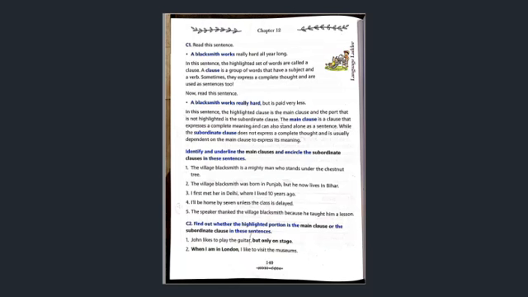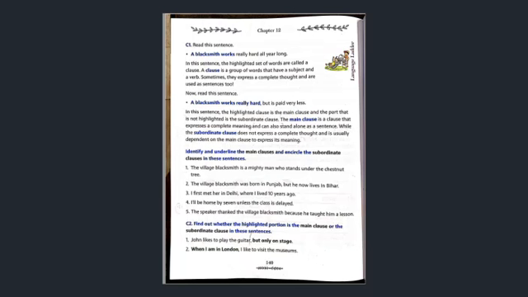Now, sentence 4. I'll be home by 7 is a main clause, so underline it. Unless the class is delayed is a subordinate clause, so encircle it. Now sentence 5. The speaker thanked the village blacksmith is a main clause, so underline it. Because he taught him a lesson is a subordinate clause, so encircle it.